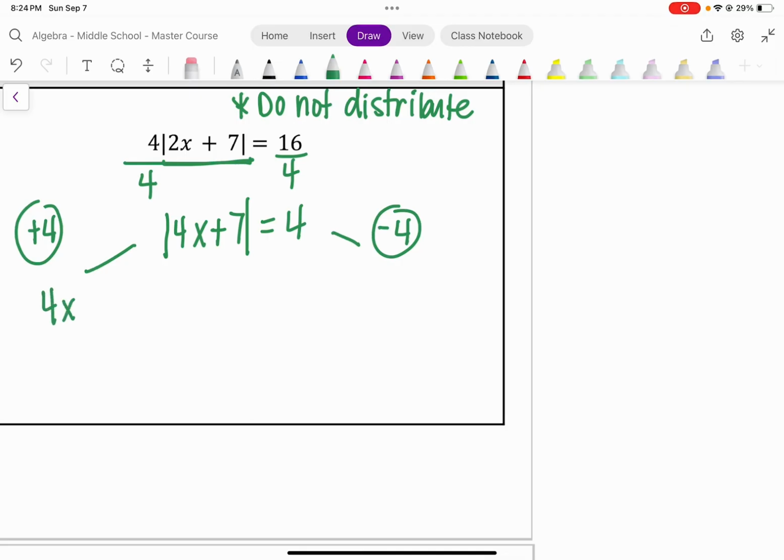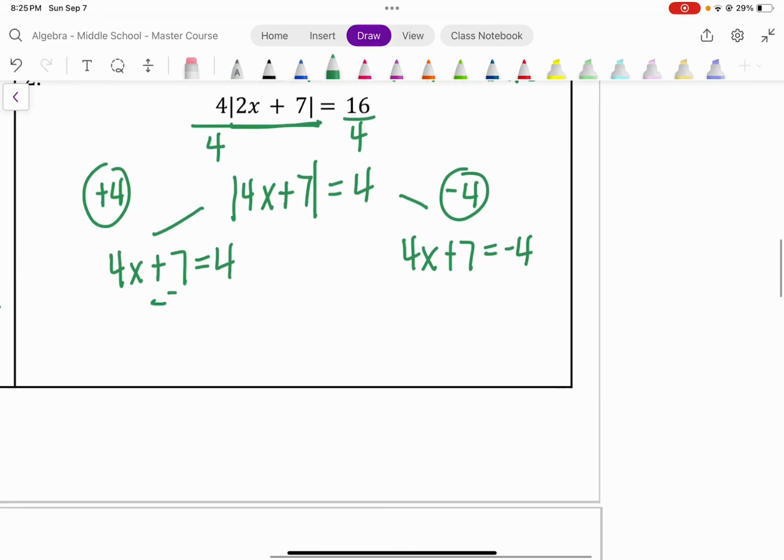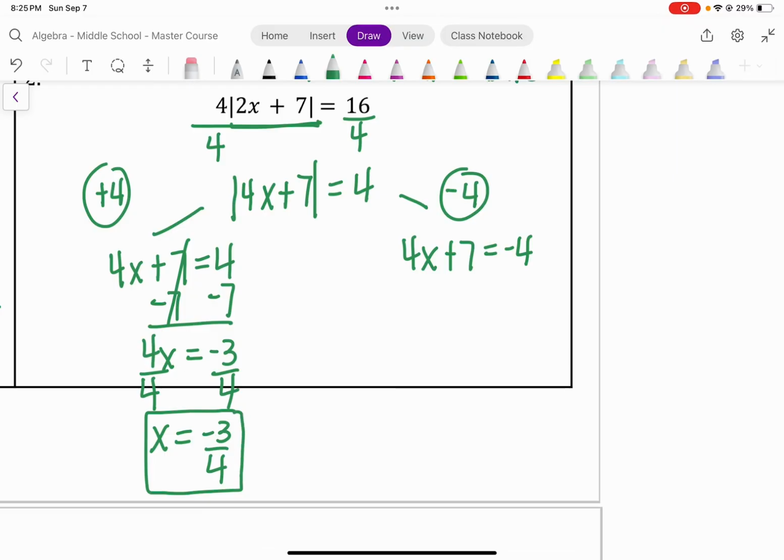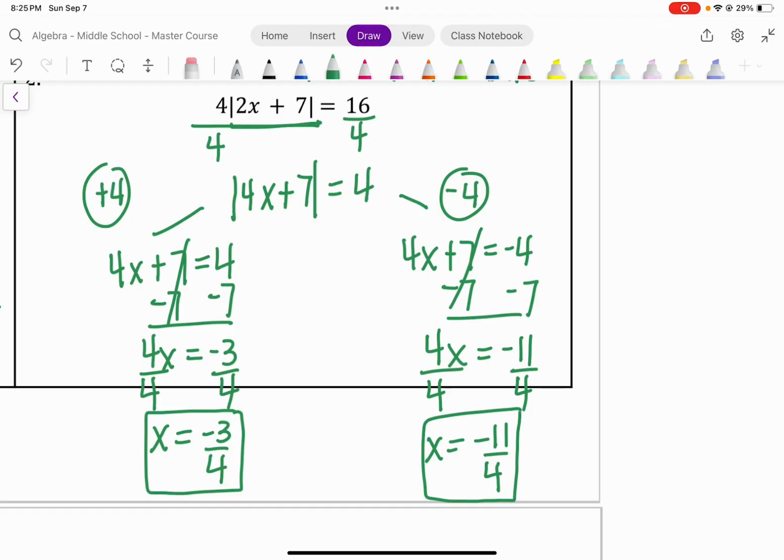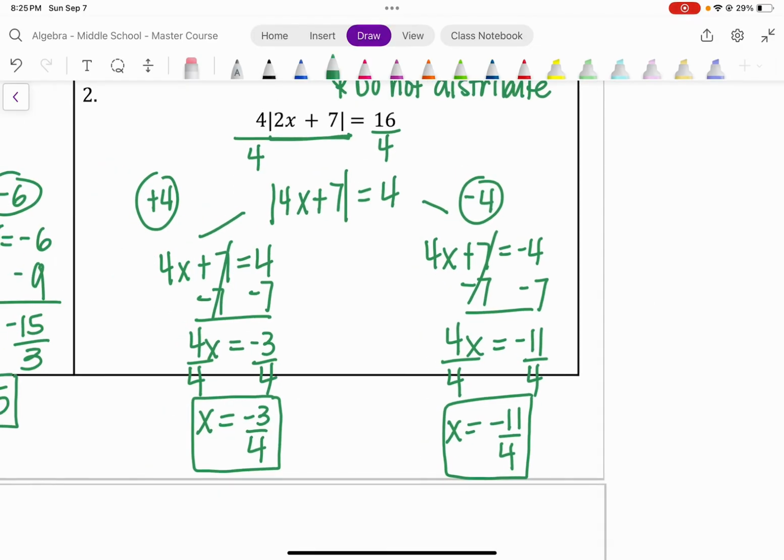So 4x plus 7 equals 4. And 4x plus 7 equals negative 4. And when we subtract 7, we'll have 4x equals negative 3. So x is negative 3/4. And then we'll do it again on the left side. 4x equals negative 11. Divide both sides by 4. X equals negative 11/4. And it's okay to have fractions. We're just going to leave our answer like that.